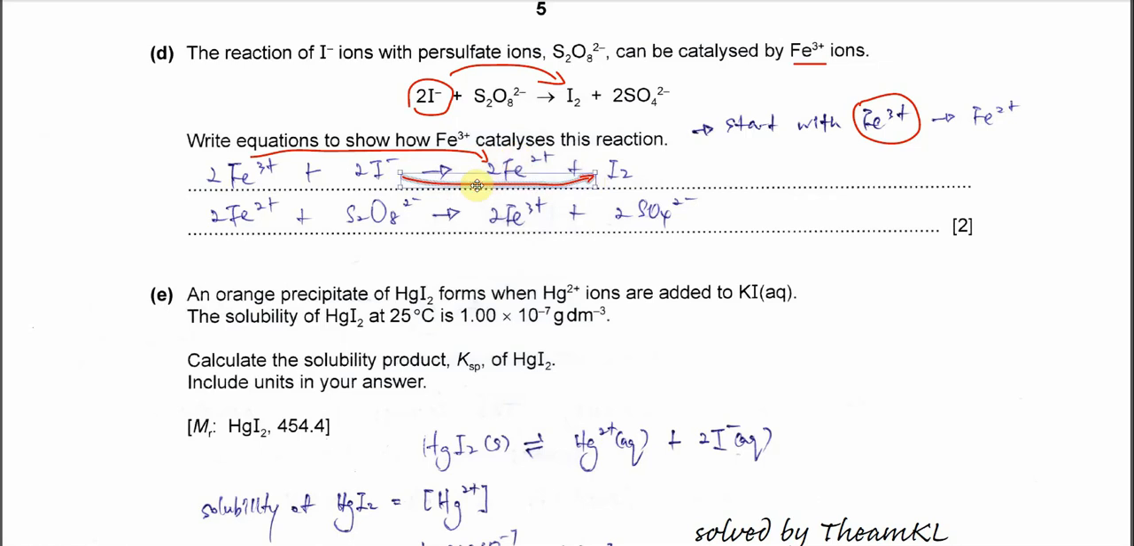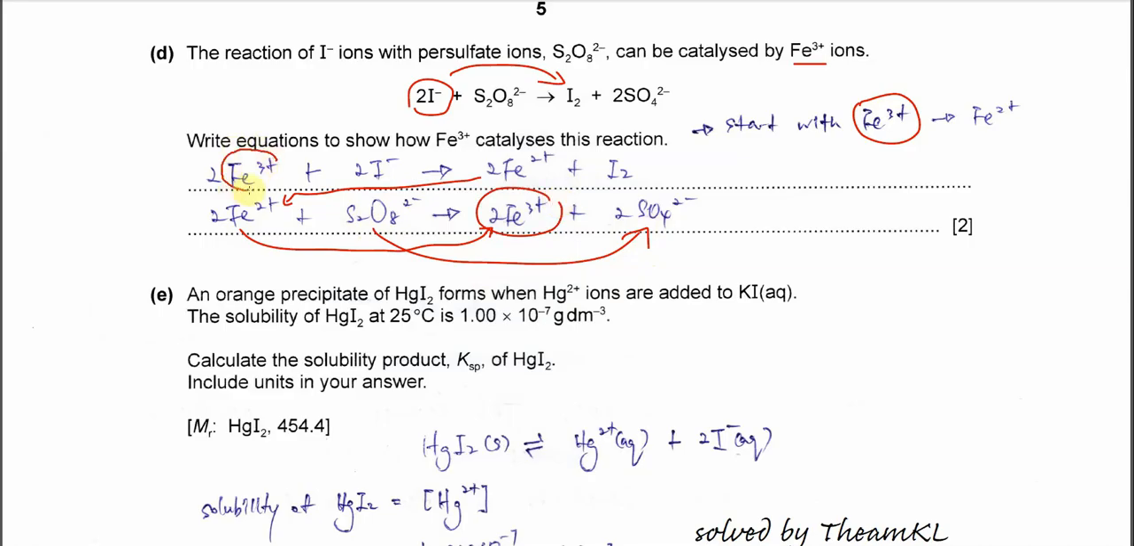Then the Fe2+ that is produced will be used for the second reaction. So Fe2+ will react with persulfate, and it will reduce the persulfate to the sulfate ion. At the same time, the Fe2+ will oxidize to Fe3+. So it itself gets oxidized and reduces the persulfate to sulfate. Then the Fe3+, as you can see, is used in the first step, and regenerated in the second step. Therefore, it's a catalyst.